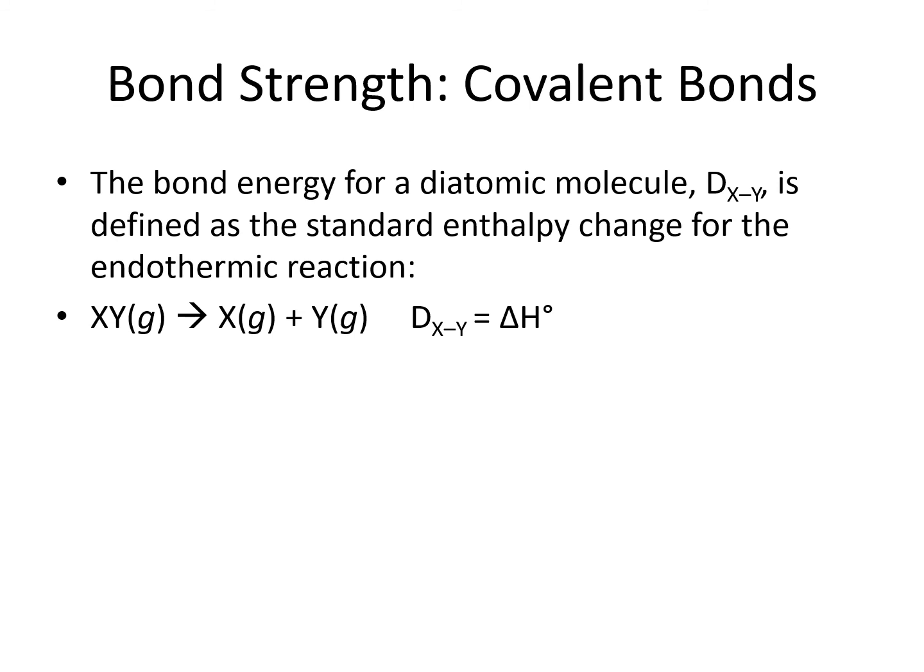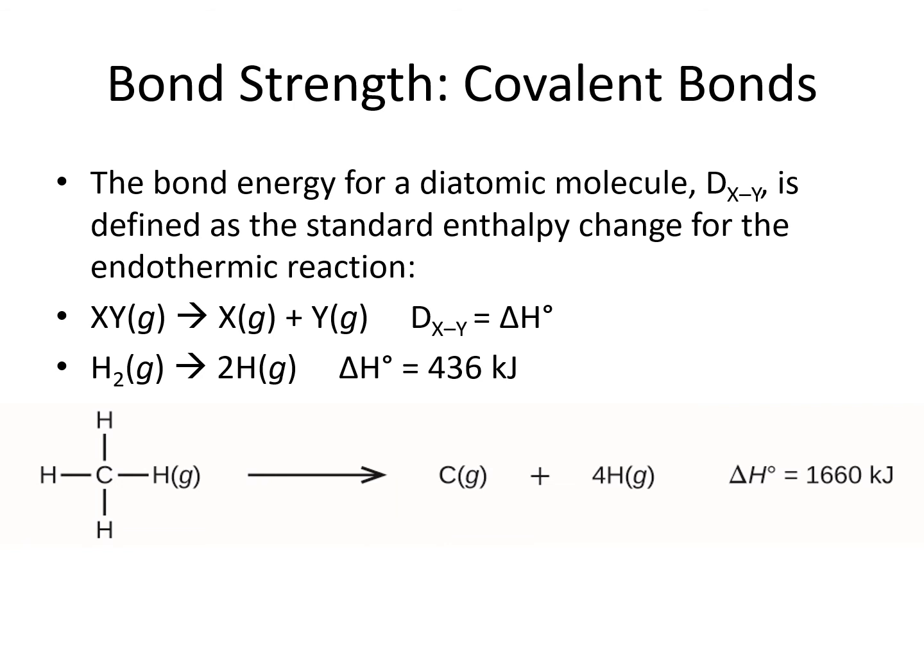We can calculate the bond strength of a covalent bond by measuring the delta H for the reaction where we take a diatomic molecule and break it apart. So if we have the molecule XY and break it apart into an X atom and a Y atom, we can measure the delta H for that reaction, and that would be the bond energy for that diatomic molecule. So for example, if we break apart the H2 molecule and measure that reaction, that would be the bond energy of the H2 bond, the bond between the 2 hydrogens, which is the single bond.